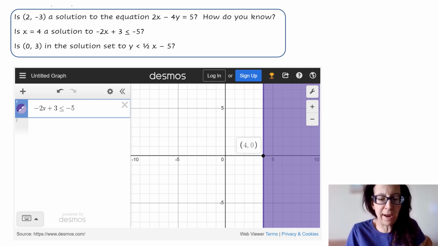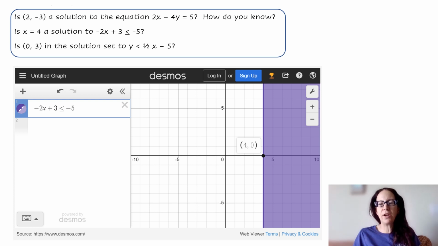So I'm going to go ahead and plot the point, and what you can see here is that the point 2, -3 is not on the line. Therefore, the answer to the question is no. This is not a solution because it doesn't make the equation true, and that's what a graph is. A graph is the picture of all the points that make the equation true. So you should be able to do this different ways.